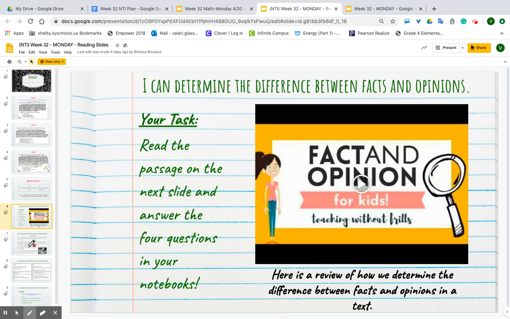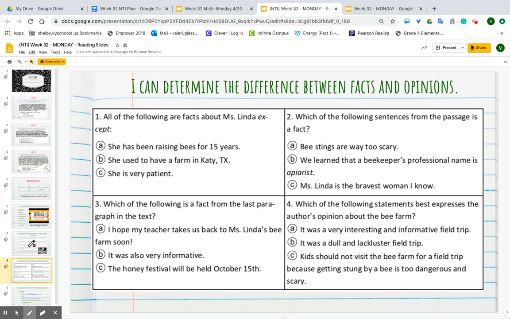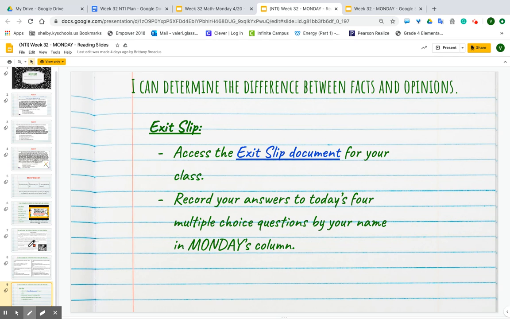All right, let's go to the next one. I can determine the difference between facts and opinions. You're going to read this passage called A Trip to the Beehive, and then you're going to answer the questions right here. There are four questions. This week, your exit slip document is in the slide. So all you have to do is click on exit slip document and answer those four questions.